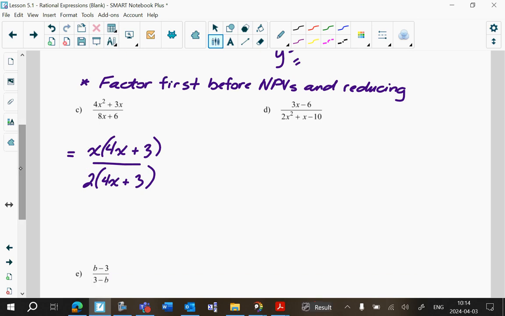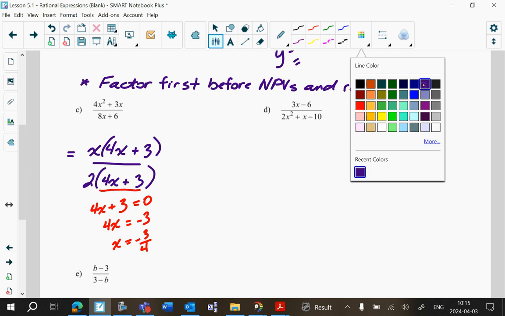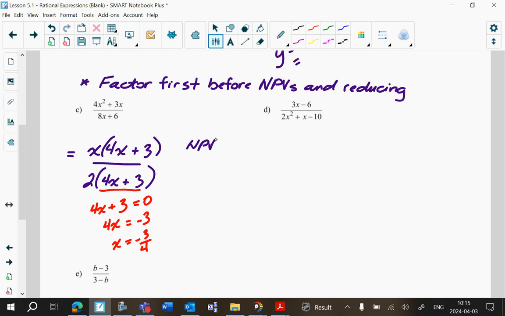So what value of x would make the denominator 0? Well, whatever this, if this works out to 0, that's an NPV. So 4x equals negative 3, x equals negative 3 divided by 4. So the NPV is negative 3 over 4. That would make the denominator 0. Can't have it. Or, like I said, we could just say x not equal to negative 3 over 4.